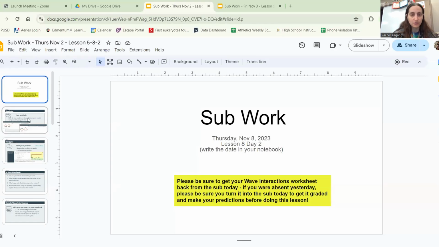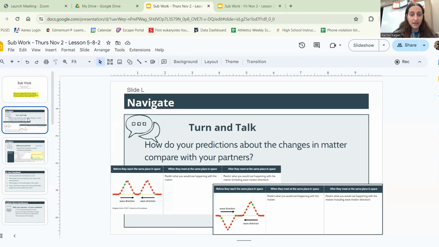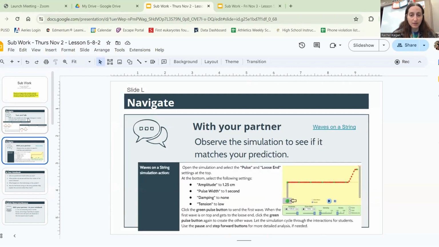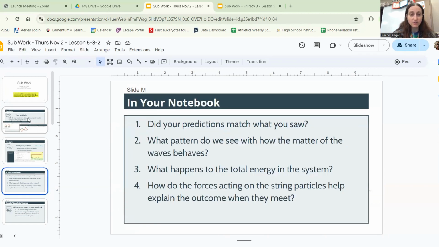Here I was gone for 2 days. So on this date, I always have them write the date in their notebook. That's standard. This was lesson eight, day two of P5. And they turn and talk about their predictions. They, with a partner, work in the simulation. You can see some of these cutouts are from the teacher guide on how to do the simulation.